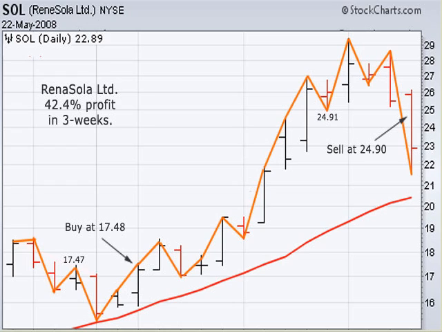Here's an excellent example of a strong uptrend we caught back in May of 2008. ReneSola, a leading solar stock, went into an uptrend when it made a new high. The previous high here was at 17.47. At 17.48, 1 penny above the old high, the stock began an uptrend. Prices were above this red line here, which is the 20-day moving average, which confirmed our buy. The stock went on to make higher highs, as seen here, and each low was higher than the previous low. You would have sold the stock at $24.90 when it took out this previous low here for a 42.4% profit in 3 weeks.